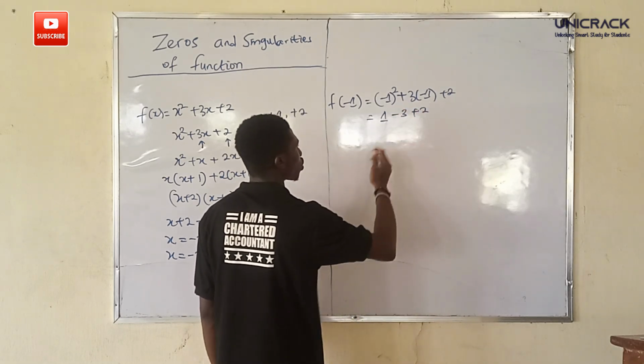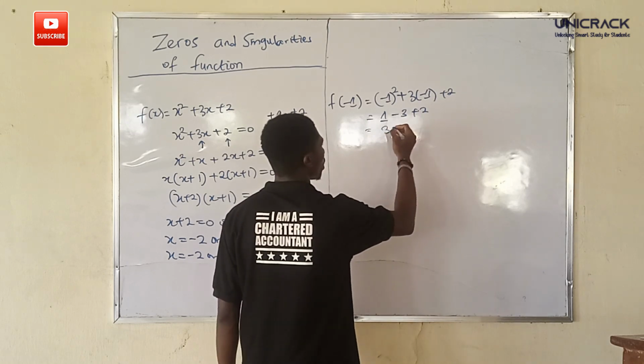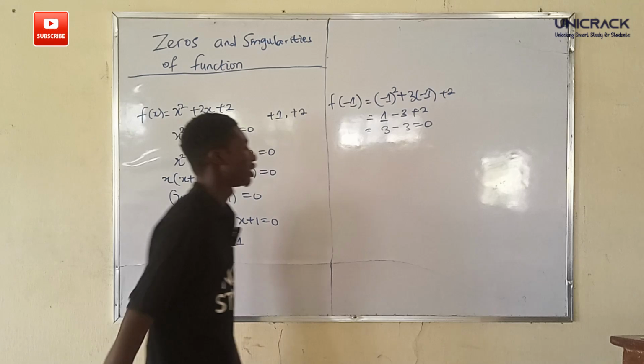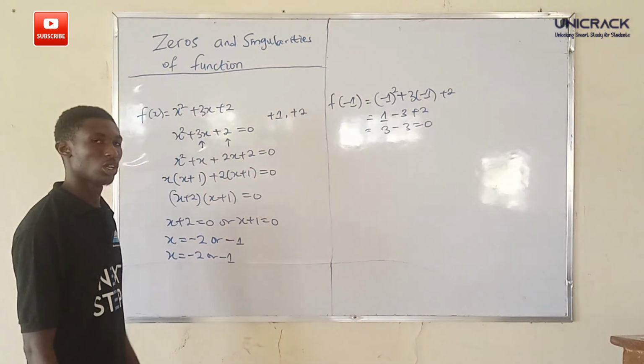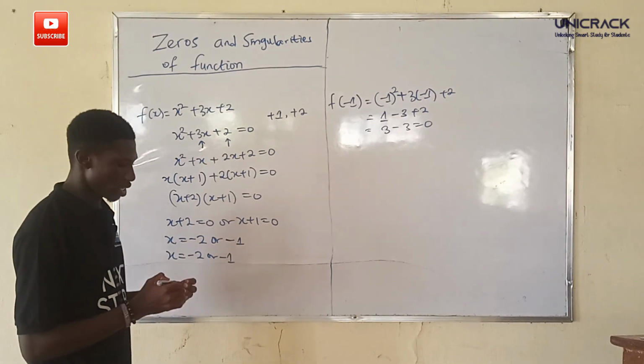Remember, we add before subtracting. 1 plus 2 is 3. 3 minus 3 is equal to 0. And therefore, it is true that negative 1 is a 0 of this function. Now, there's an easy trick to this.